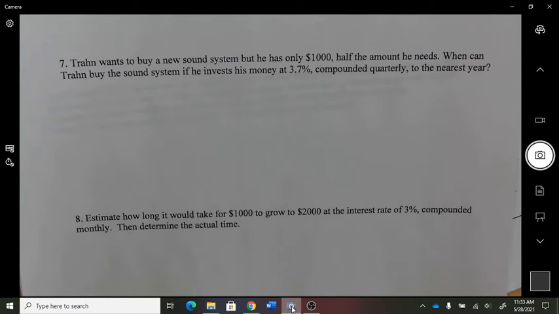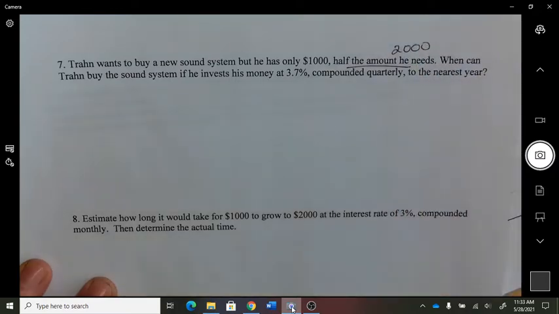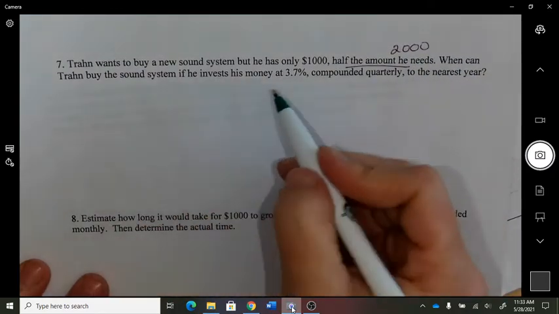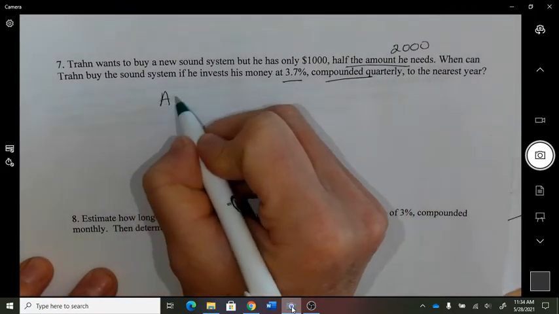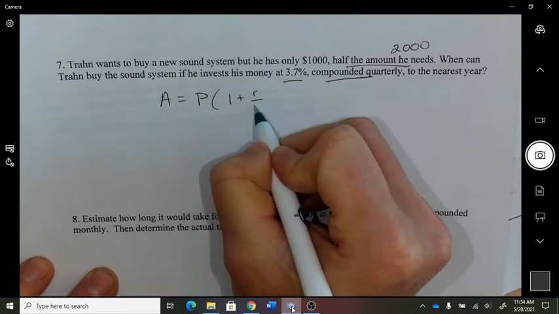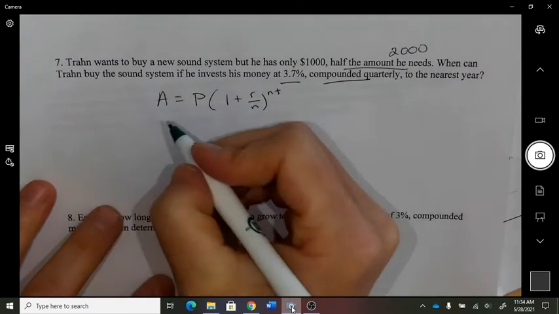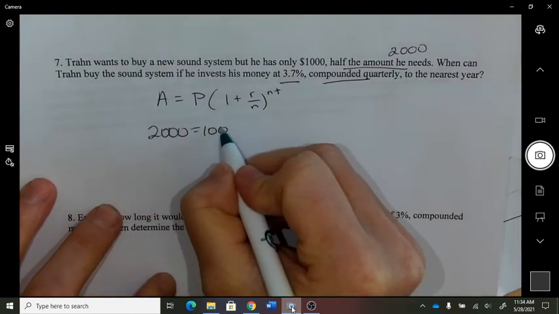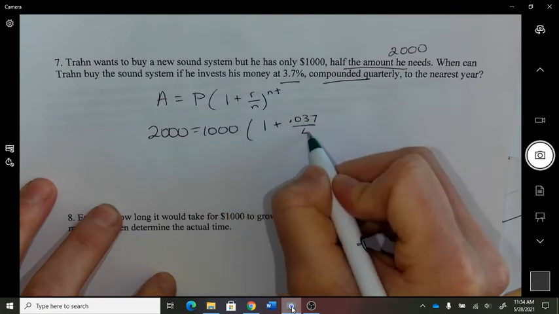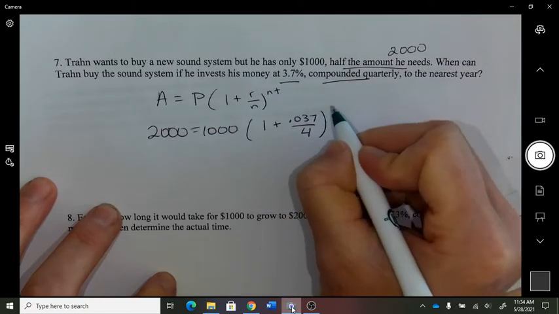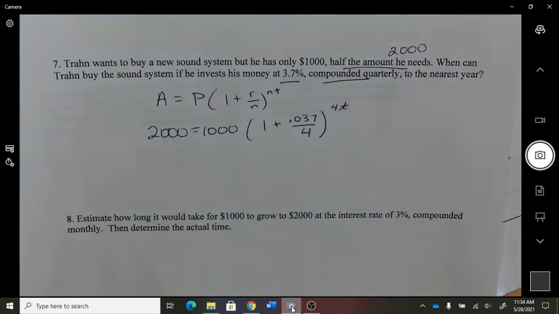Sean wants to buy a new sound system. He has 1,000, but he has half what he needs, so he needs 2,000. When can he buy the sound system? This is compounded quarterly. Okay, so I heard the word compounded, so I'm going to this formula. So he wants to end up with 2,000. He has 1,000. The rate is 0.037. Compounded quarterly, so 4. And if we do this 4 times a year for however many years, we don't know.